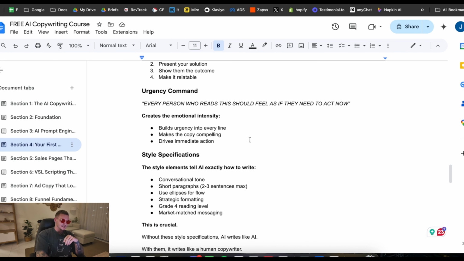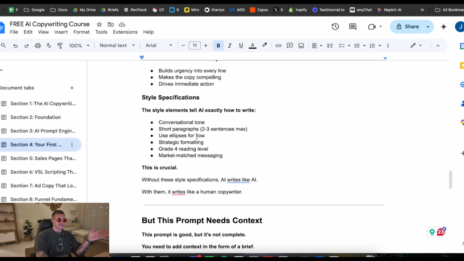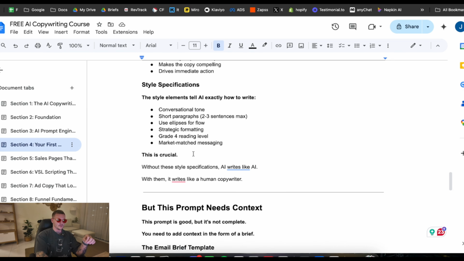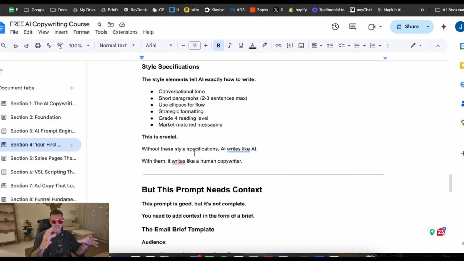It's going to create emotional intensity. And then we give it some style specifications like conversational tone, short paragraphs, 2 to 3 sentences, use ellipses for flow, strategic formatting, grade 4 reading level, and market matched messaging. So that's going to use the ICP to actually write in their language.